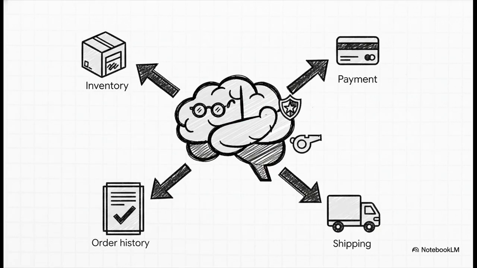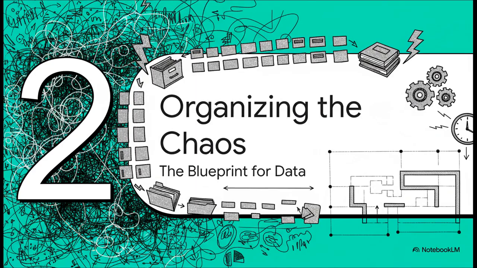Well, that one little click kicks off this lightning-fast conversation. Your request has to check if the jeans are in stock, verify your payment, update your order history, and schedule the shipping. And all of this is managed by a piece of software called a Database Management System, or DBMS. You can think of it as the librarian, the security guard, and the traffic cop for all that data, all rolled into one.